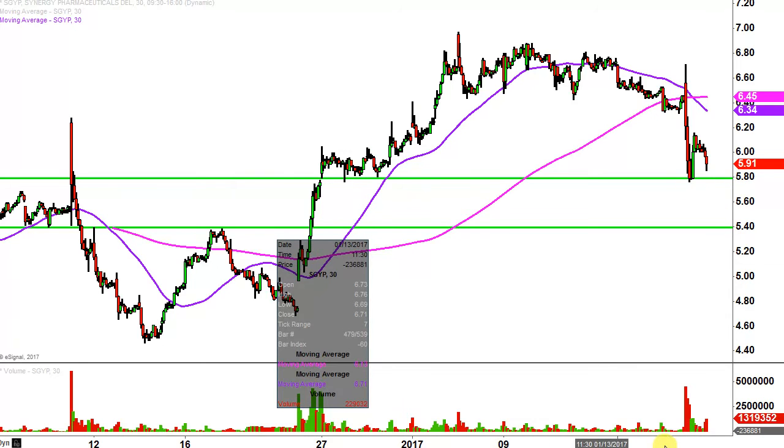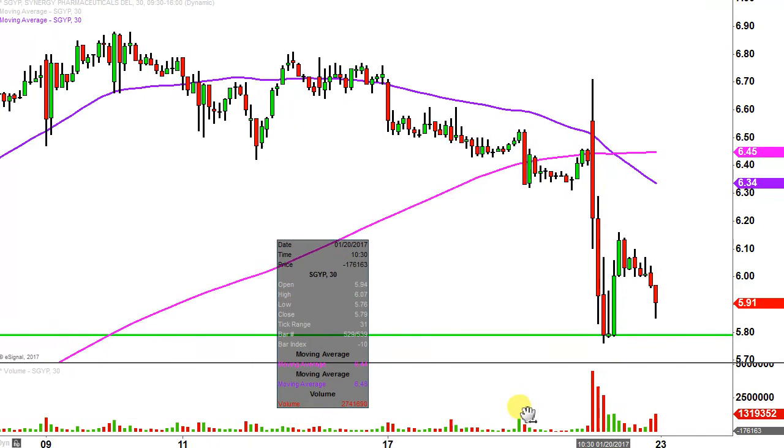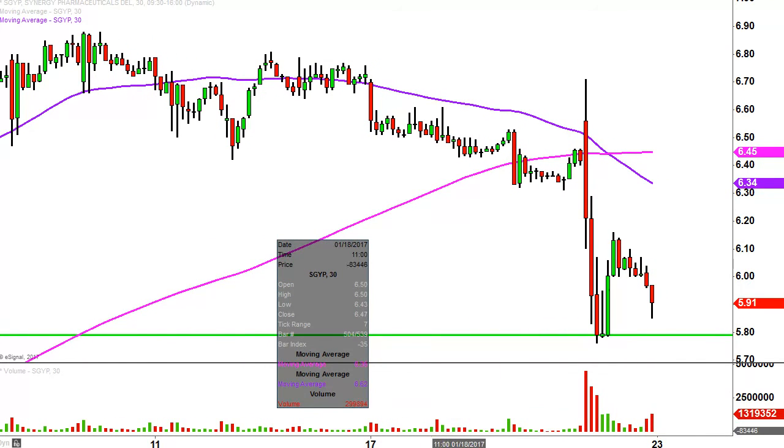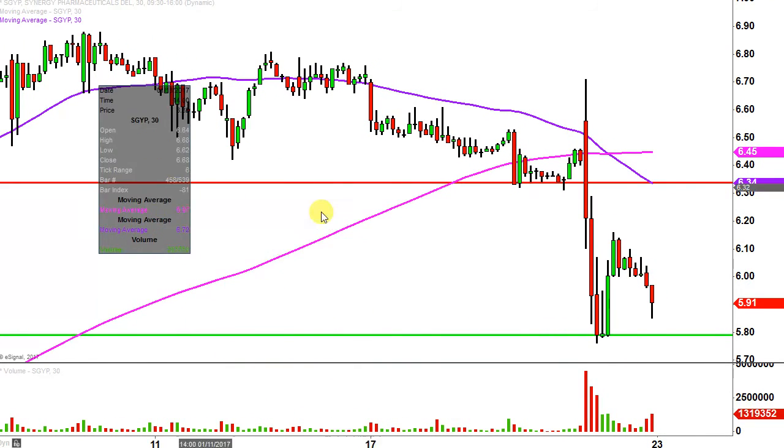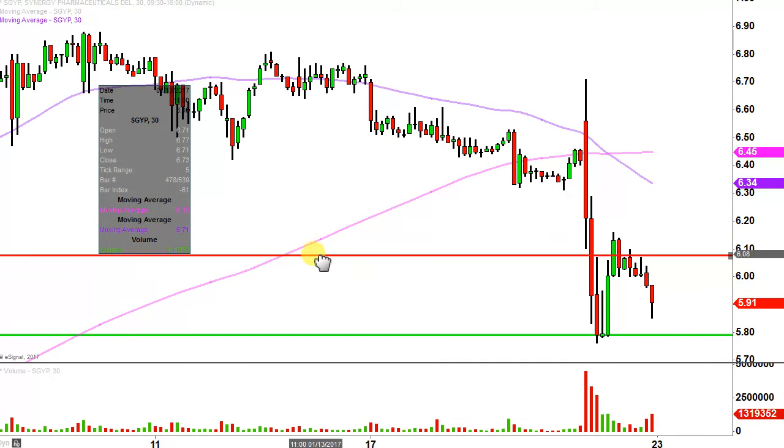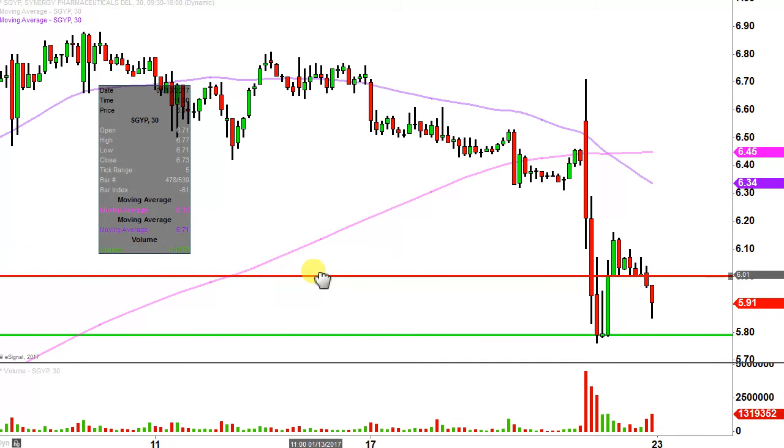We'll zoom back in here and talk about a couple areas of resistance. So on any sort of bounce, there's a couple key levels of resistance. The first one, more so, I'd call a very short-term area of resistance, but that's going to be right there at the $6 mark. So if any sort of bounce at all is going to get underway, $6 is going to be that initial level.